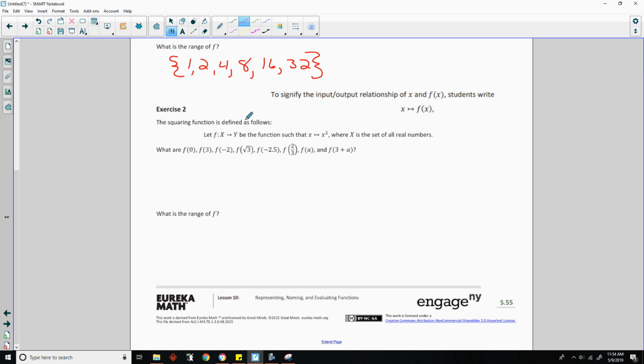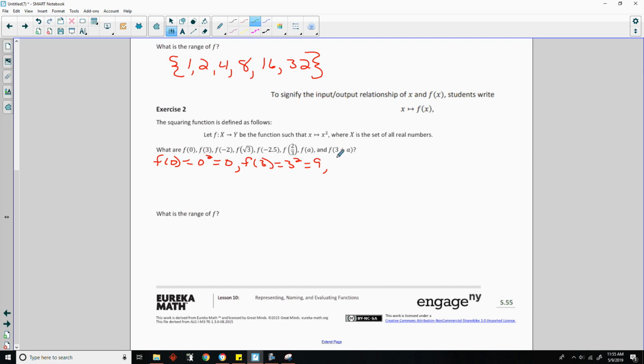The squaring function is defined as follows. Let the function f mapping X onto Y be the function such that x gets mapped to x squared, where capital X is the set of all real numbers. What are f of 0? So I would say f of 0 equals, and 0 is my x, so I'm going to square it. F of 0 is 0 squared, which equals 0. Then f of 3. F of 3 is 3 squared, which is 9.